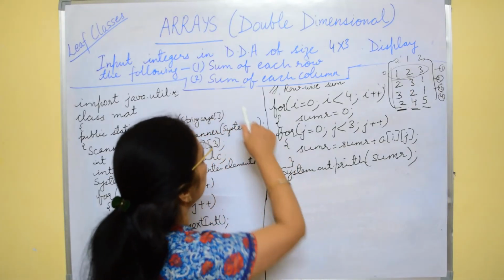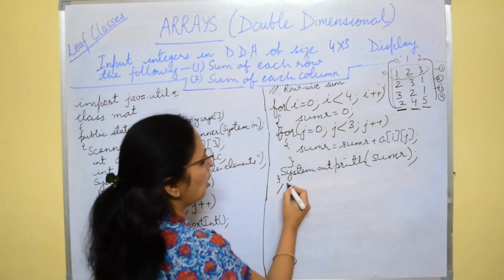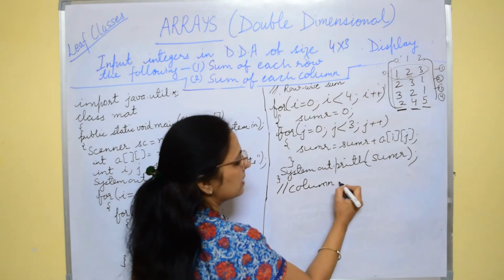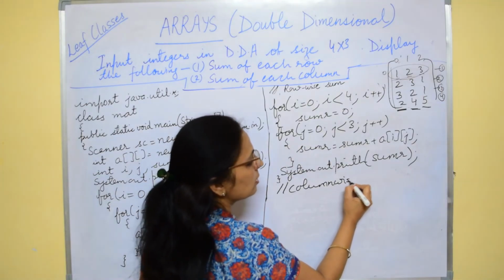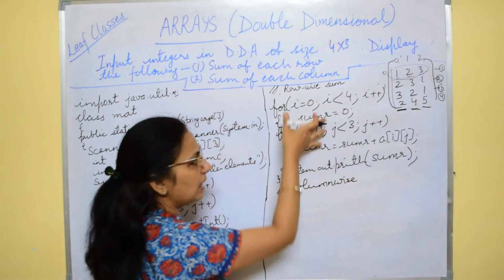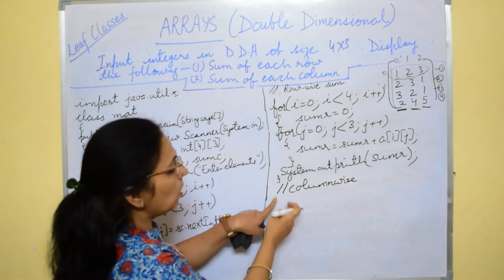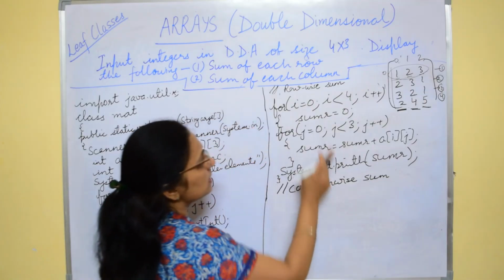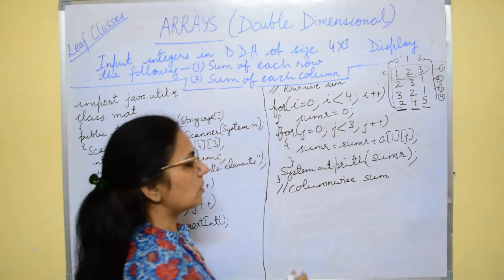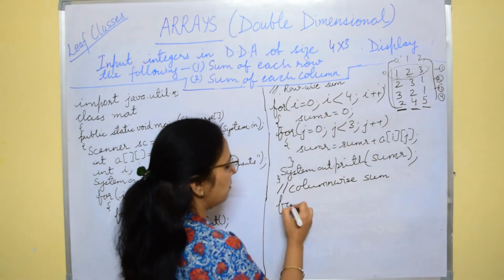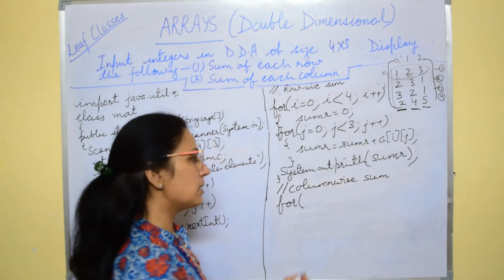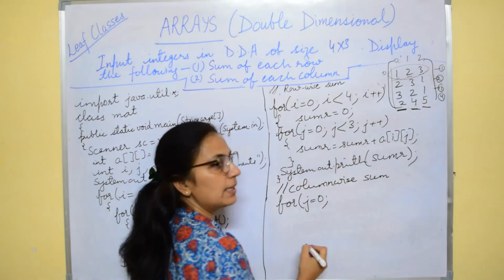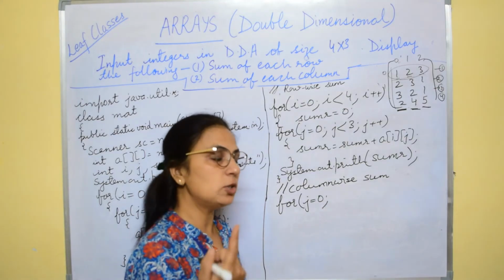Next we have to print the sum of each column. Column wise sum, again I am giving as comment entry. So it is always better that for any portion you are going to do, you can give a single line comment entry for that. Now in this, how many columns are there? 3 columns. So 3 times we want to repeat the process. So outer loop will be for 0 less than 3, that is 3 times, 0 1 2.